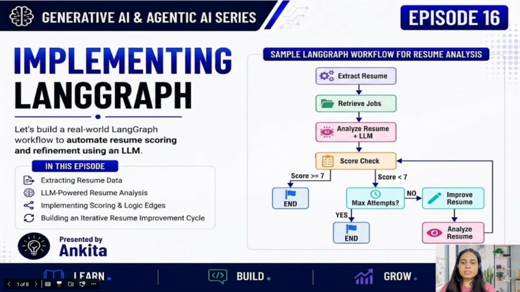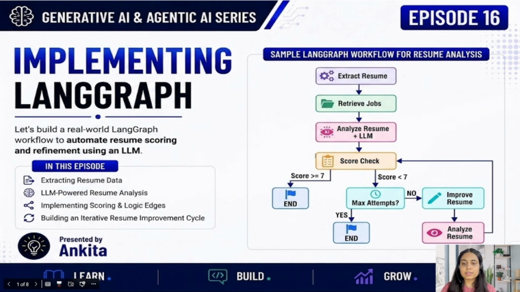In the previous lecture, we took our LangChain based resume analyzer and started converting it into a LangGraph workflow. We created our state, converted our existing function into nodes, connected them using edges, compiled the graph, and executed the workflow. We also saw how the states move through the workflow. So it was going from extract resume, retrieve jobs, and analyze resume. But our workflow so far was still mostly sequential.